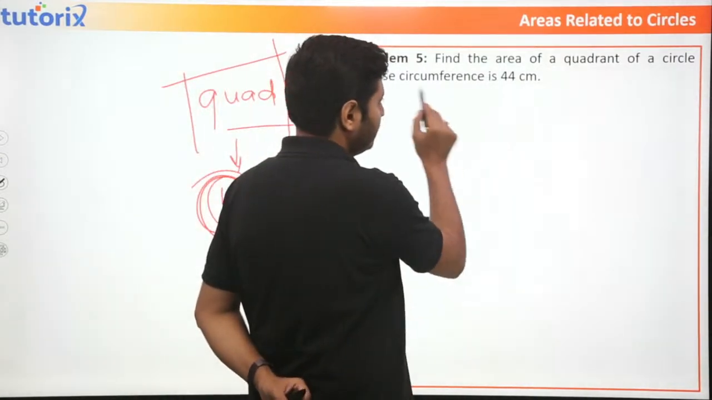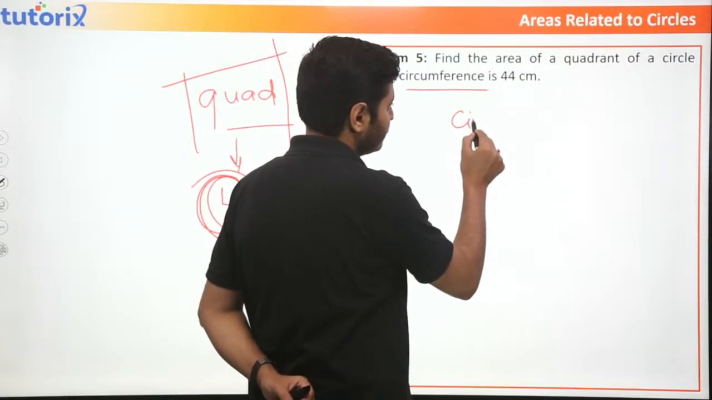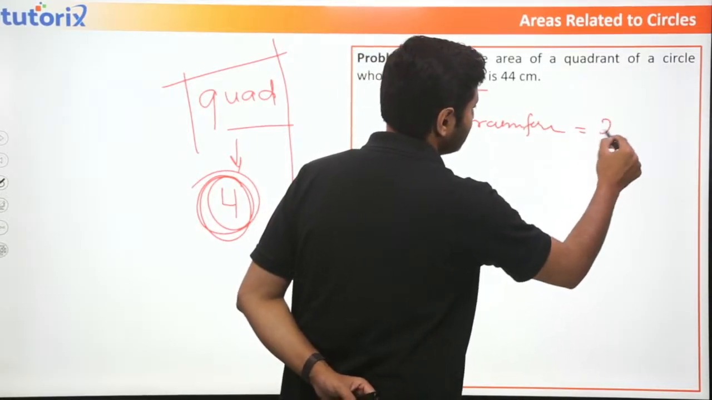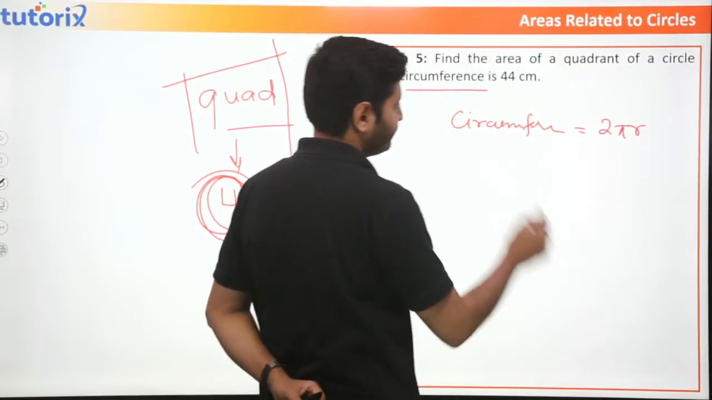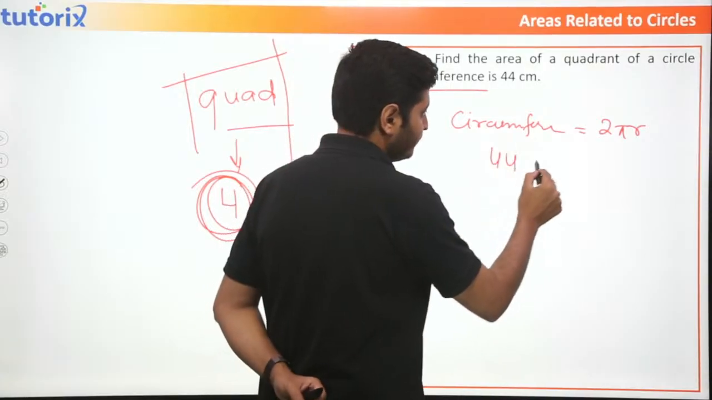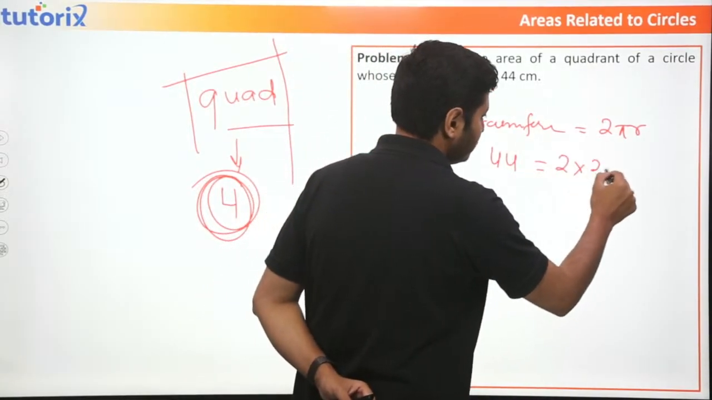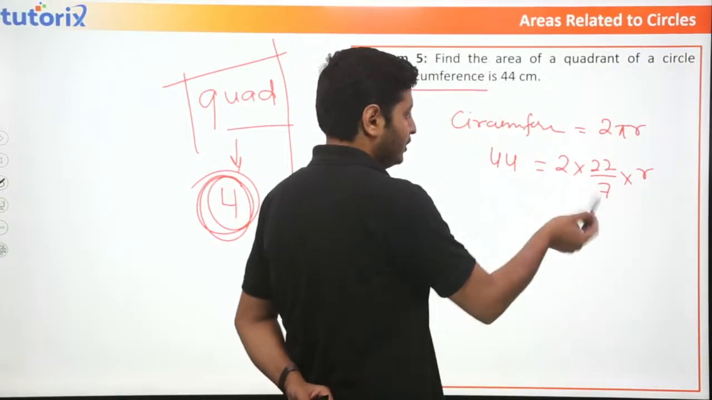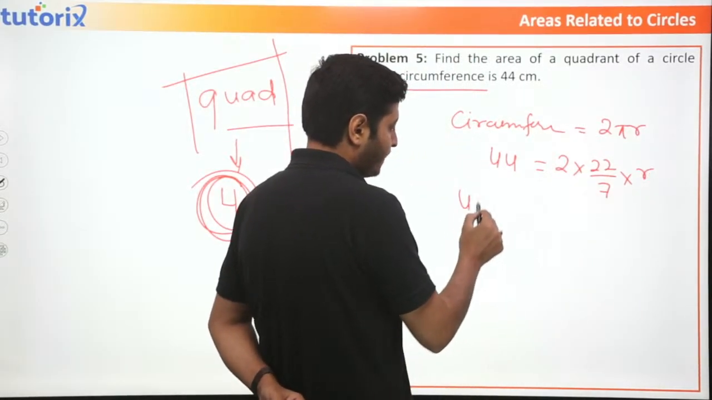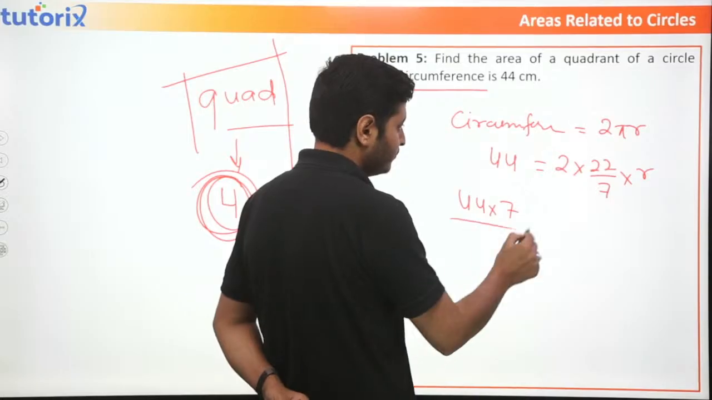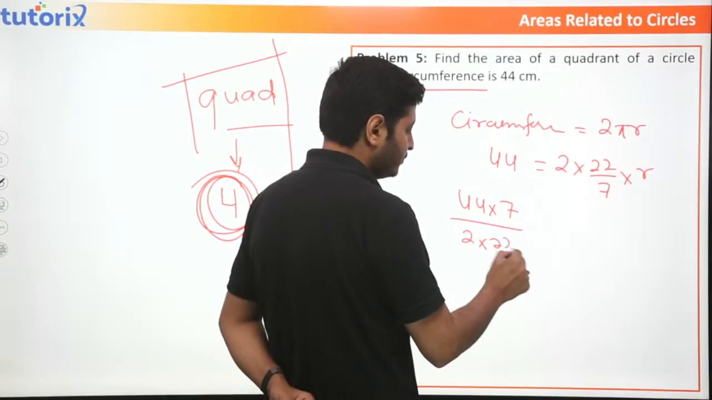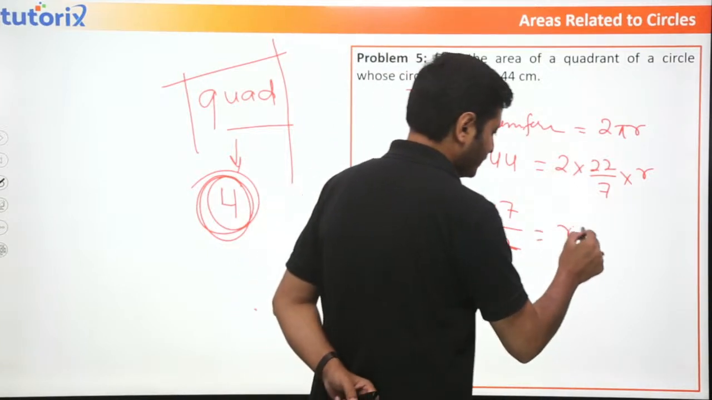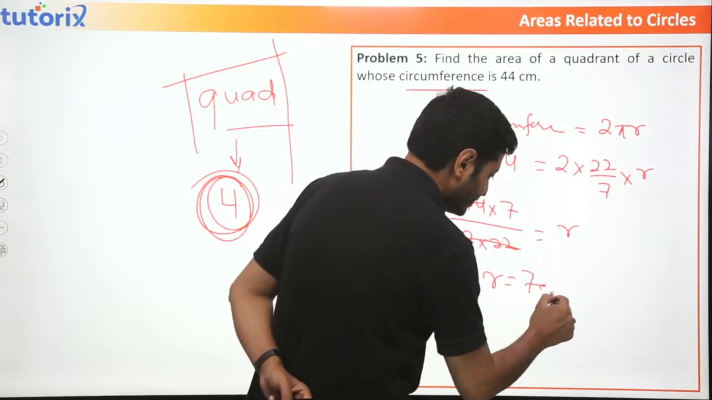How to find it? We are given the circumference. Circumference is 2 pi r. So 44 is equal to 2 into 22 by 7 into r. Now transpose: r is 44 into 7 by 2 into 22. 22 into 2 is 44, so we can cancel. The r value is 7 centimeter.